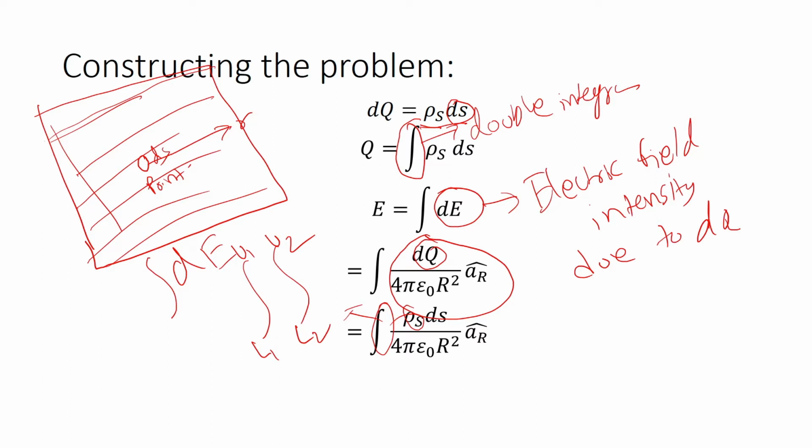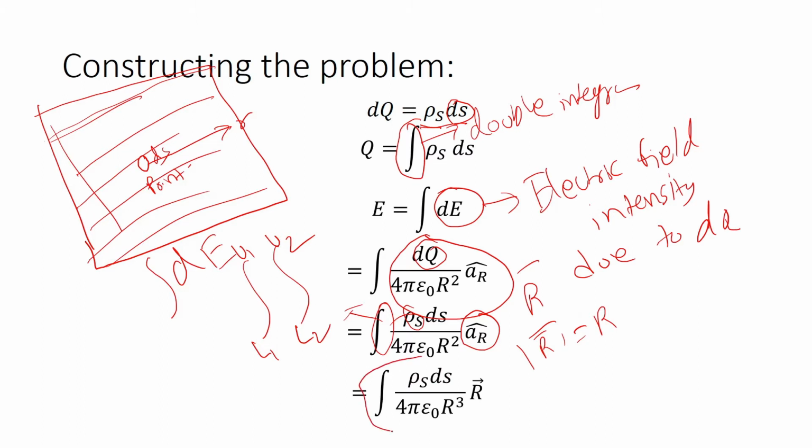Now, again, this a_R cap is a unit vector that can also be written as R bar by mod R bar, where mod R bar equals R. So I can rewrite this as the integral of rho s ds by 4 pi epsilon R cube, times R bar. So guys, this is a universal expression for electric field intensity because of a surface charge.